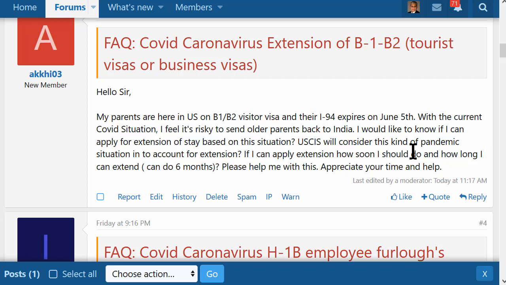So this question from Aki said, my parents are here on a B1, B2. I-94 is expiring in June. Can I ask for extension of stay? And the answer is yes. How soon can I apply? You can extend 6 months from June. Once the application is received, they can continue staying here while the application is pending.